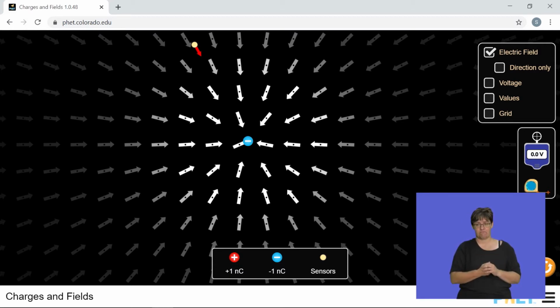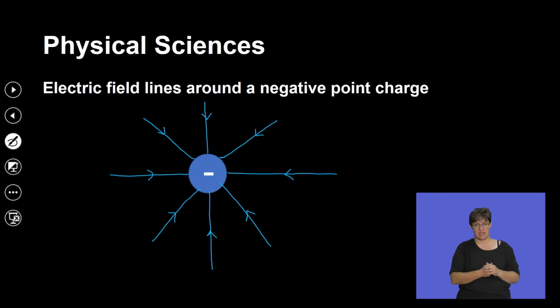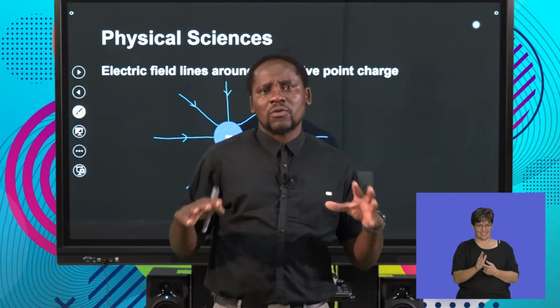Having said that, it makes quite a lot of sense for us to say this is the representation of the electric field around a negative point charge. So that's as far as we can go for the first segment.